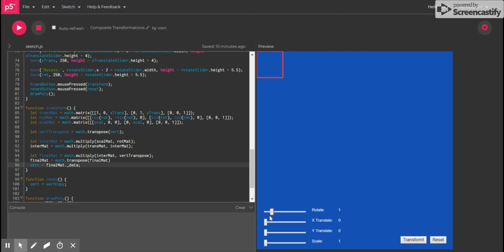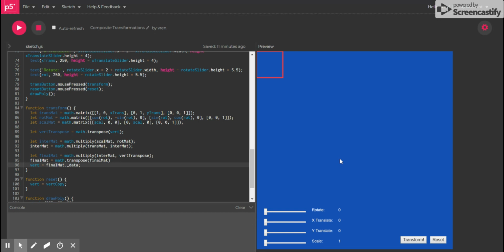For example, and what reset does is it brings it back to the original position. So, if you want to try another transformation, you can just try only one scaling, or you can try just translate. So, any combination of these transformations works.